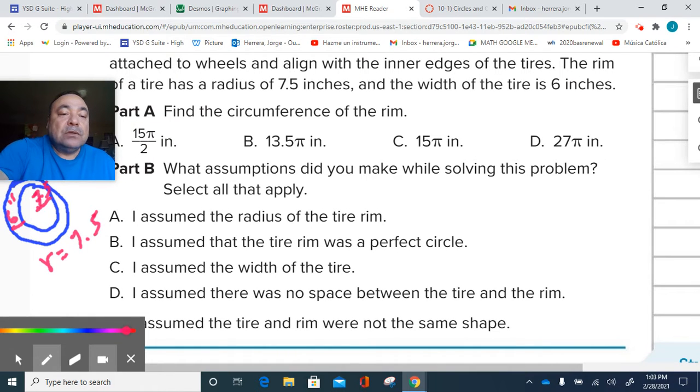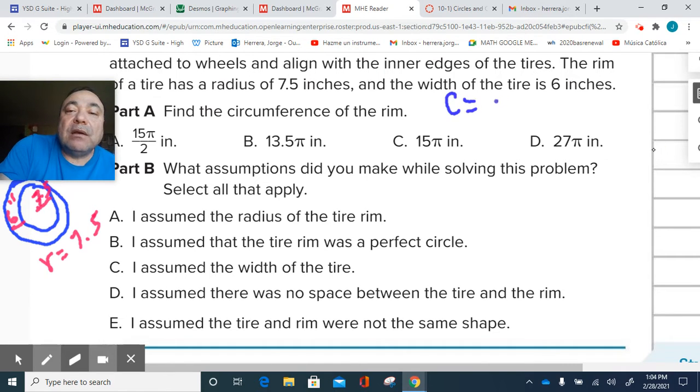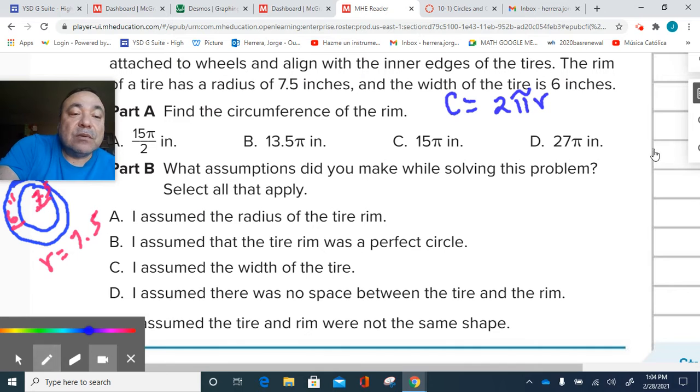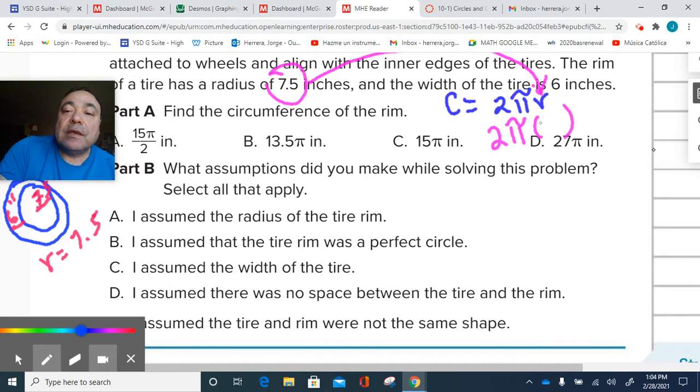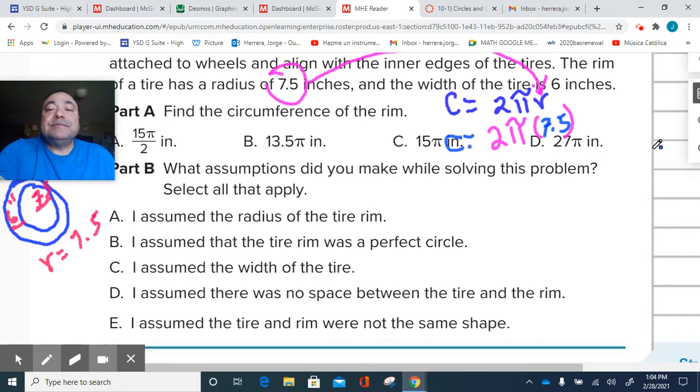Okay, so they want the circumference of the rim. Remember the formula for the circumference is 2 pi r. And you say, well, that's no problem. Why is that not a problem, guys? It's because we can substitute 7.5 inches right here. I'm going to grab this 7.5 inches and substitute it for r. So really what I'm going to have is 2 pi times 7.5 inches. And that will give me the circumference.